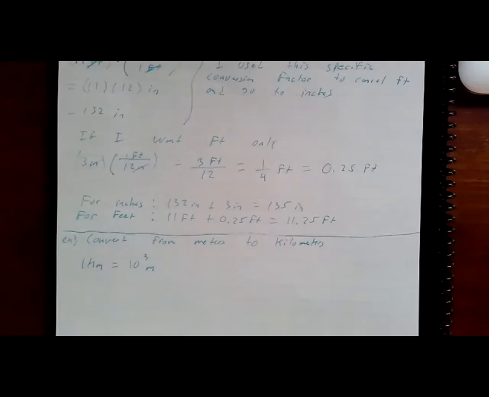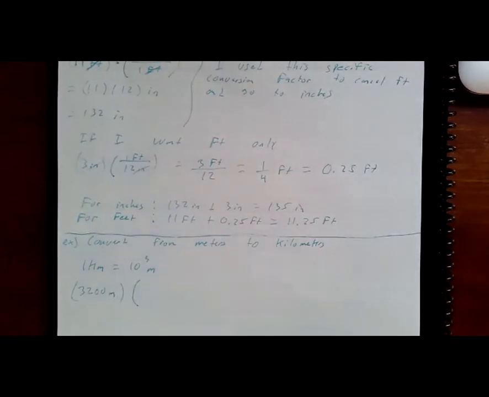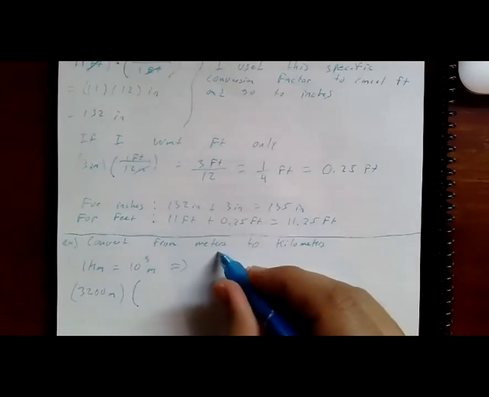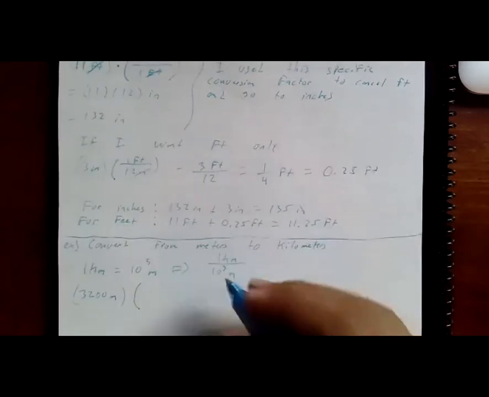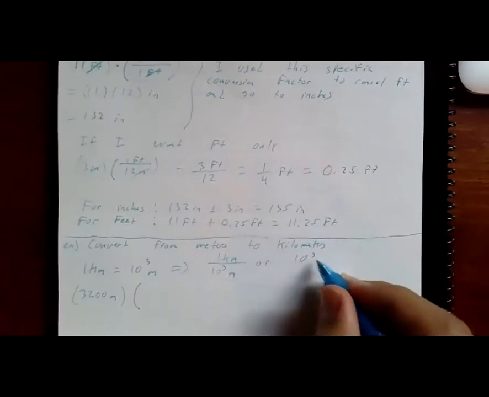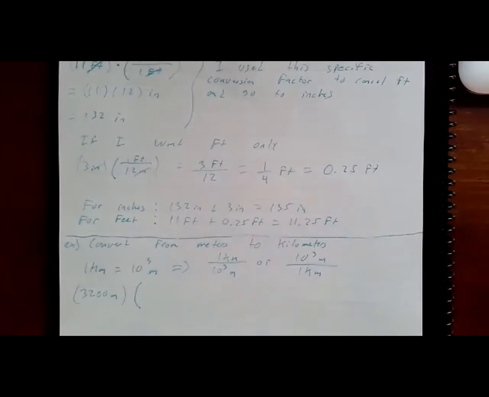So let's first come up with a question, I guess. Here's 3,200 meters. So you would multiply by the conversion factor. Remember, this will make two different conversion factors: 1 kilometer per 10 cubed meters, or 10 cubed meters for every kilometer. And since I'm canceling meters, I'm going to use this one.